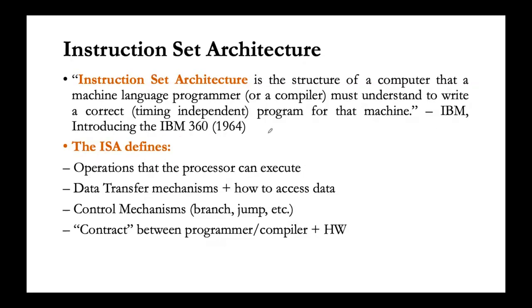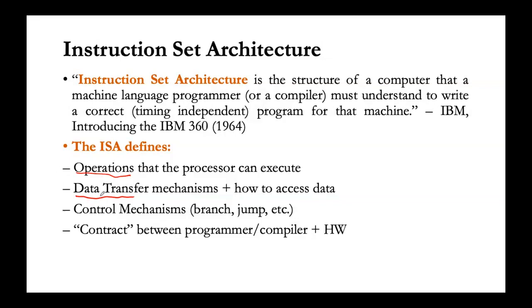So what exactly is there in this instruction set architecture? This ISA defines three major components. First, it has the operations that the processor can execute. Second, it provides the data to the operations, so for that, the data transfer mechanisms will be there. And once you have the operations and data, you are supposed to write the programs.